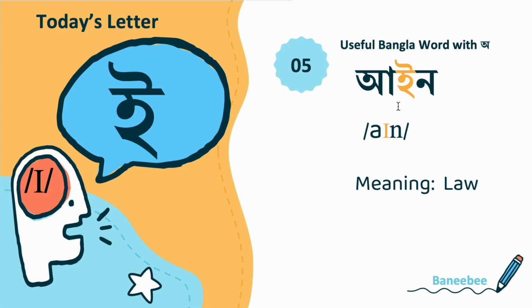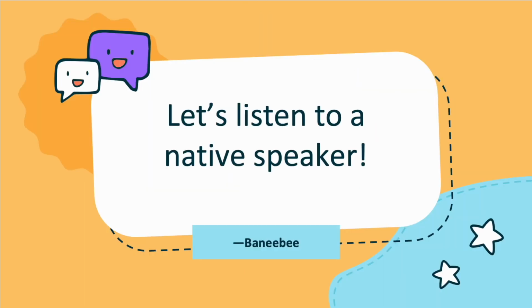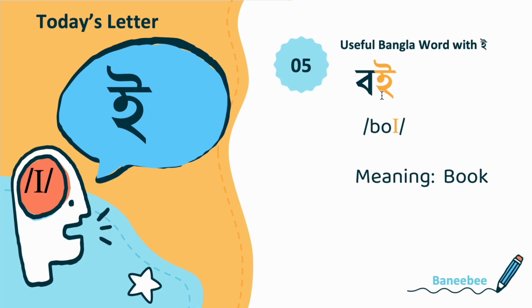Let's learn another word, Ein. We can see that the letter E is the middle letter of this word, Ein, which means law. Let's listen to a native speaker now. Ein, Ein, Ein.